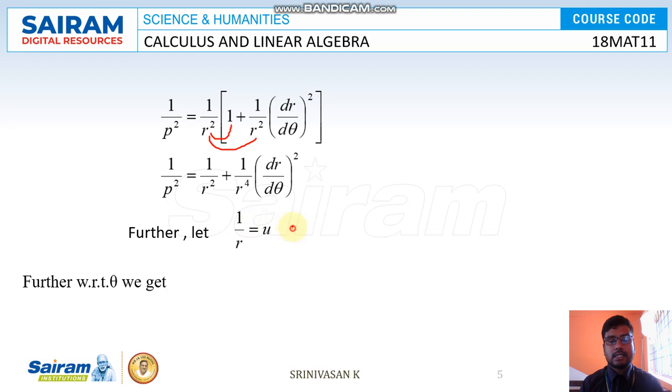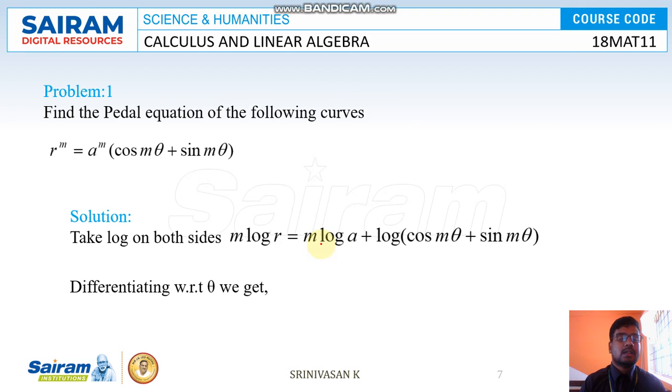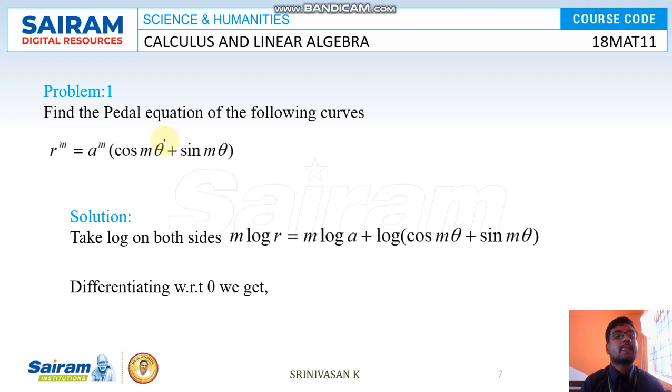Further, let us take 1 by r equal to u. Differentiating with respect to theta, we get minus 1 divided by r square dr by d theta equals du by d theta, which implies 1 divided by r power 4 into dr by d theta the whole square equals du by d theta the whole square. So by substituting, equation 3 now becomes 1 divided by p square equals u square plus du by d theta the whole square. So that is the pedal equation.